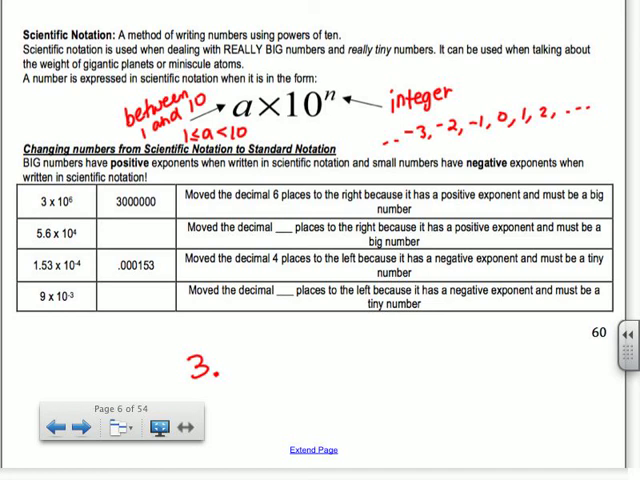Okay, so if I have 3 times 10 to the 6th, that means start with 3. Your decimal point would be here, right? 3 point. And you're going to move that decimal point 6 places so that it gets bigger, because if I have a positive exponent, it's going to be a big number. So I'm going to go 1, 2, 3, 4, 5, 6. So I have 6 zeros. Okay, so that would be 3 million.